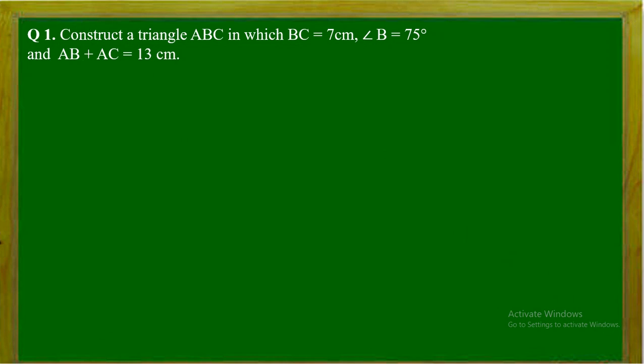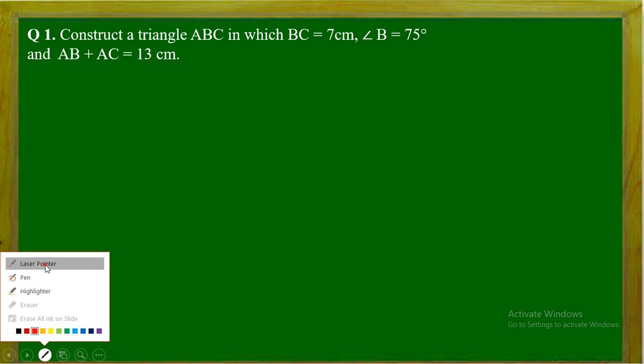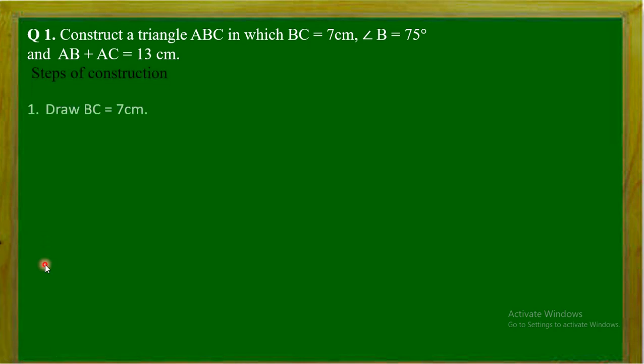So here for constructing the triangle, one line segment BC 7 centimeter is given. So we draw the line segment BC of 7 centimeter. At point B, angle B is given 75 degree. So let us construct the angle of 75 degree at point B.